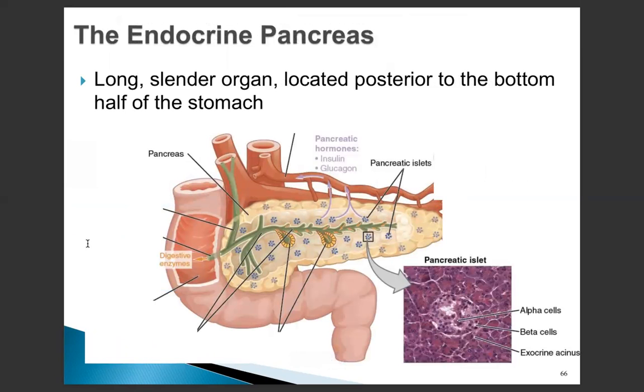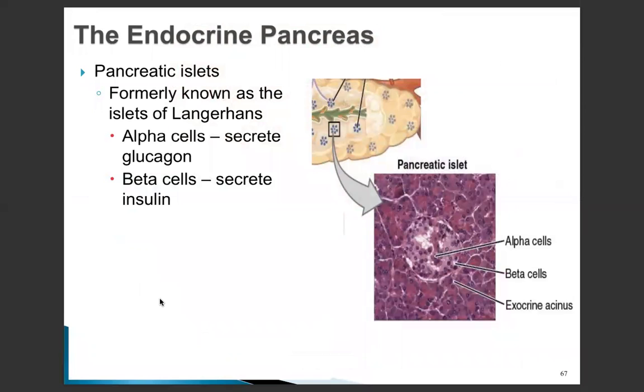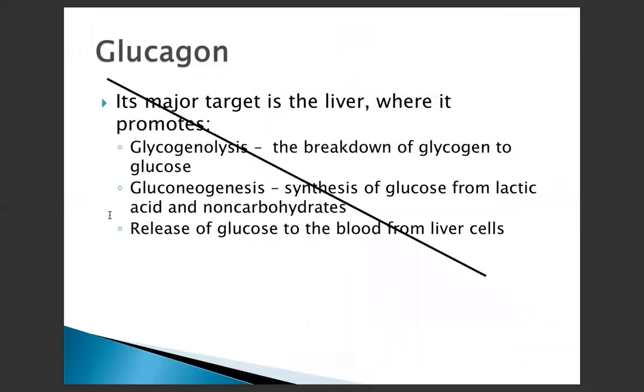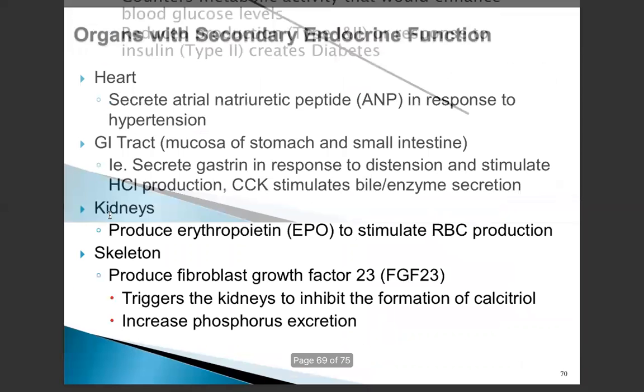The endocrine pancreas is a long, slender organ located posterior to the bottom half of the stomach. The pancreatic islet, formerly known as the islet of Langerhans, has two different cell types: the alpha cells, which secrete glucagon, and the beta cells, which secrete insulin. We won't be going through glucagon or insulin today.